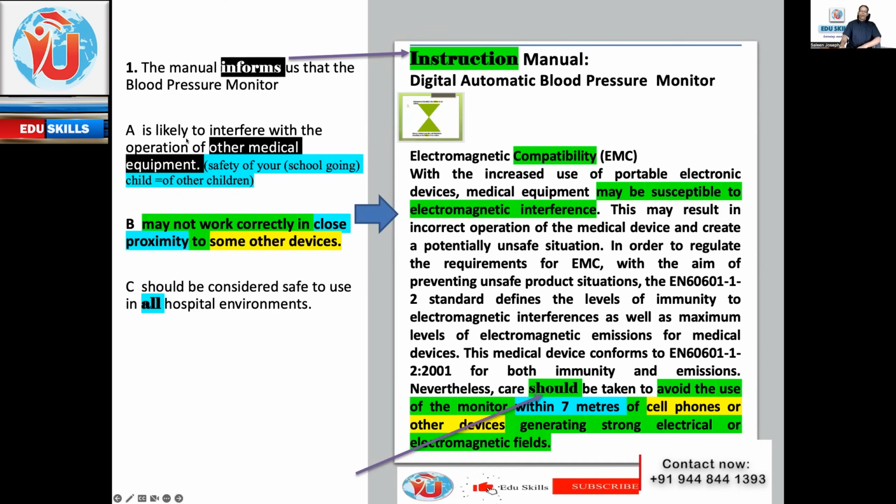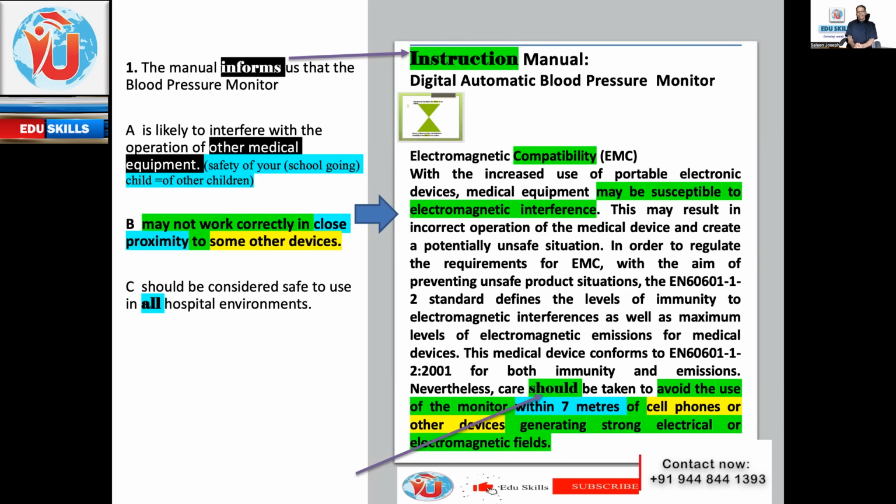Now, let's look into the options. Is likely to interfere with the operation of other medical equipment. Which one? Blood pressure monitor is likely to interfere with the operation of other medical equipment. That's how you have to read the answer options. You have to answer this way. The manual informs us that the blood pressure monitor is likely to interfere with the operation of other medical equipment. What do you say? This is one of the strategies they very often use in your Part B. They may change the topics or the instruction manuals, but the answer option and the question will be the same.